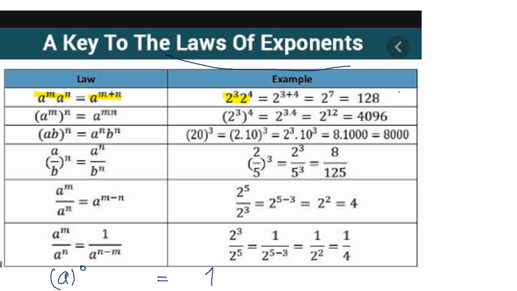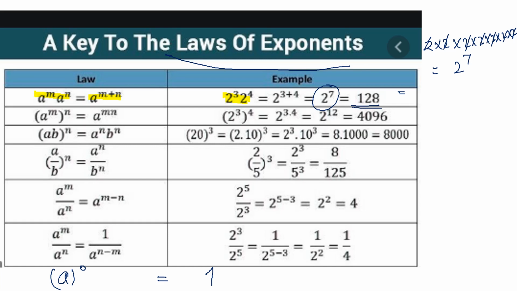So 2 to the power 3 will be written as 2 into 2 into 2, and 2 to the power 4 will be written as 2 into 2 into 2 into 2. So how many 2's are there? 1, 2, 3, 4, 5, 6, 7. So this will be 2 to the power 7. That's how you got this as the answer. And 2 to the power 7 is equal to 128.